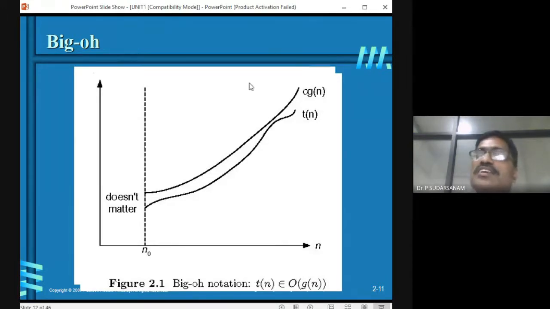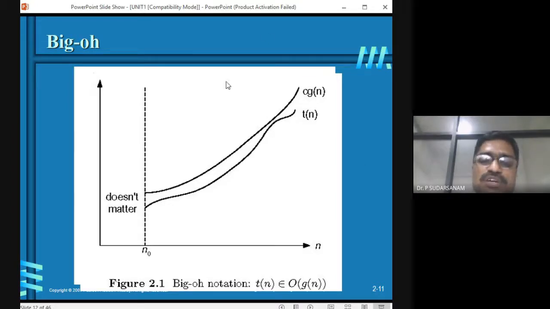So there exist some positive constant c and non-negative integer n naught. The constant value is nothing but c, which you multiply with g of n. So that equation you have to write down now: T of n is less than or equal to c into g of n, for n greater than or equal to n naught. Up to there only, this T of n function can move up to g of n. So the range will be n naught to n values only.